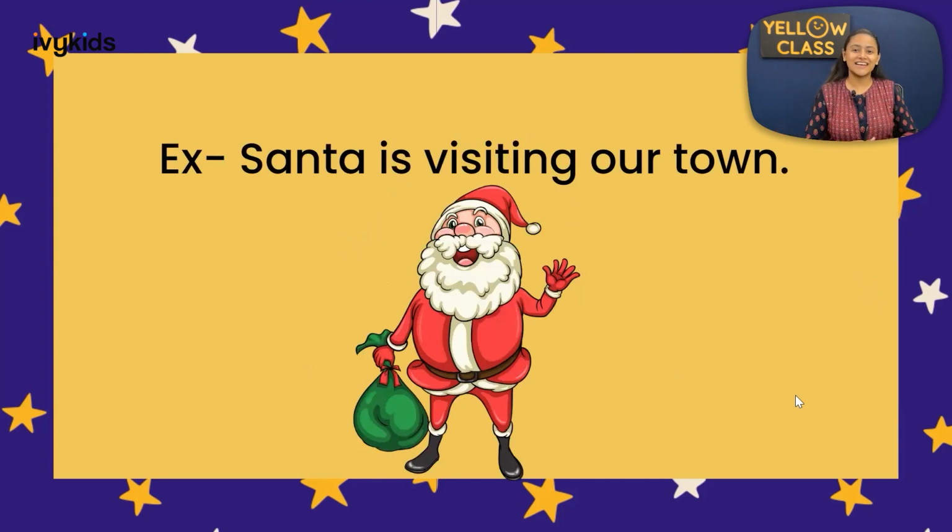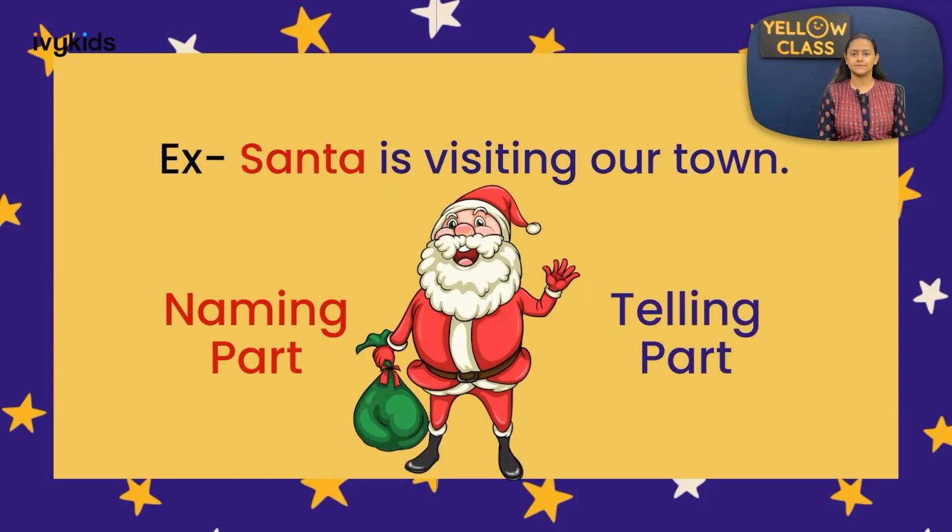Santa is visiting our town. Now, in this sentence, if I have to identify the naming part and telling part, I would divide it like this. Santa is the naming part, is visiting our town is the telling part. I'm talking about Santa in the sentence, and what am I sharing about Santa? That Santa is visiting our town. So that's why the later part of the sentence became the telling part. Right? Let's look at another example and try to understand it in a better way.